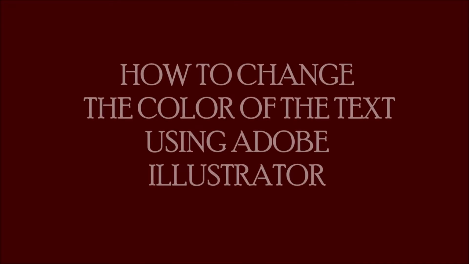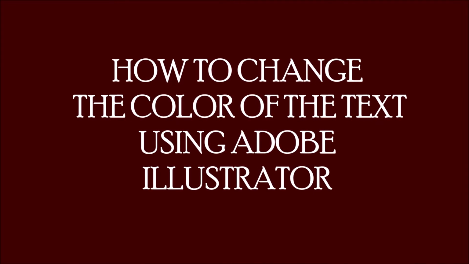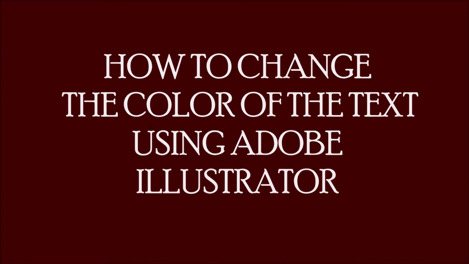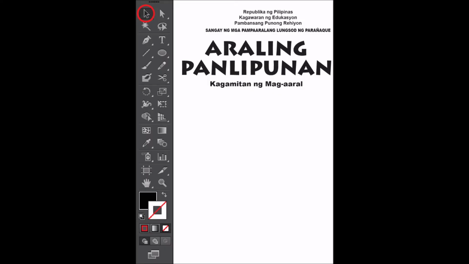Now, I am going to discuss how to change the color of the text using Adobe Illustrator. First, go to Select Tool or shortcut key letter V. Then, select the text to change the color. After that, go to the toolbar and select Fill option.